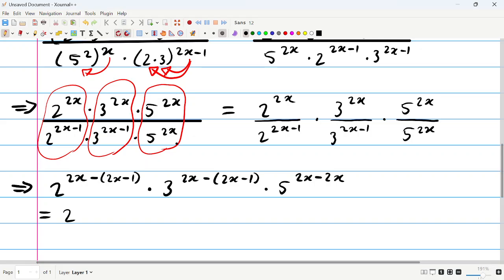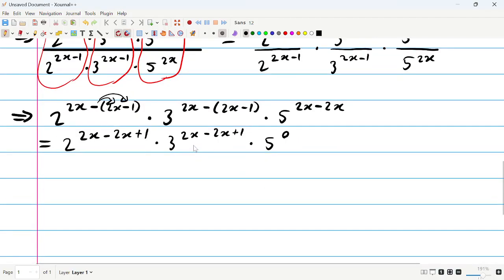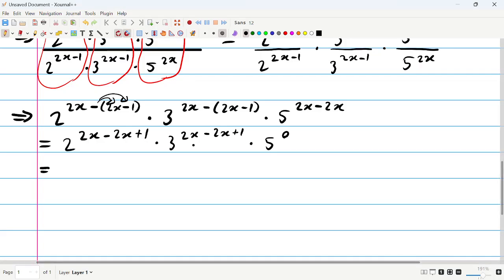2 raised to the power of, we can actually take the negative into all of this, so I'm just going to skip to the part, well, I guess let me just do it right now with you guys. 2x minus, the negative goes in, okay, over here to both of these, minus 2x, and then the negative and a negative cancels to give a positive 1, multiplied by 3 to the power of 2x, minus, the minus goes into the 2x, and the minus goes into the negative 1, which gives you a positive 1. Multiplied by 5 to the power of 2x minus 2x is just equal to 0. Okay, there we go. And then from here we can simplify the exponents.